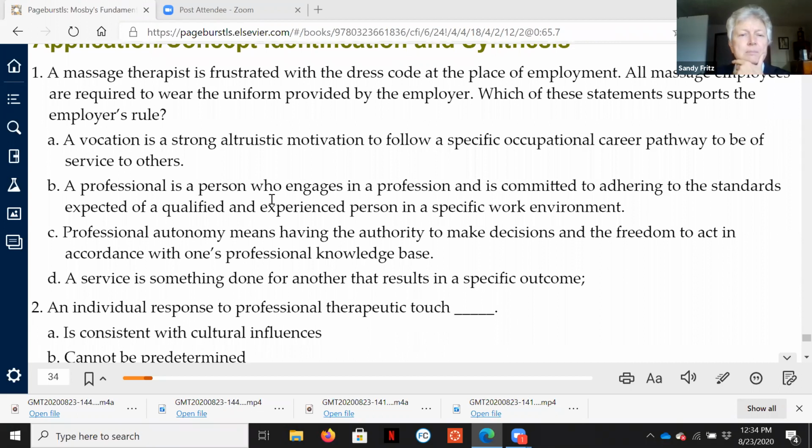A professional is a person who engages in a profession and is committed to adhering to the standards expected of a qualified and experienced person in a specific work environment.